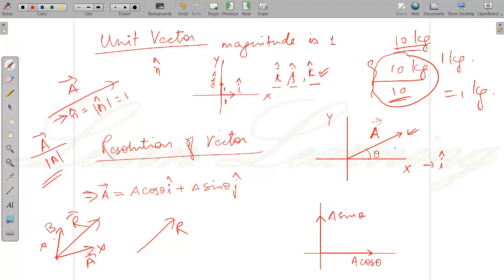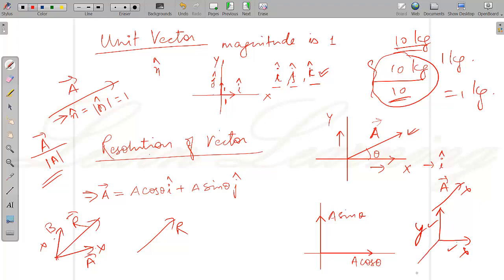So what we basically can do is we can break this vector in two. There will be one vector in this direction, and we can break this vector in this direction also. We can say that instead of A, we are having two vectors, one in this direction and one in this direction. So we can just remove this vector and say that there are two vectors, in the x direction and y direction.